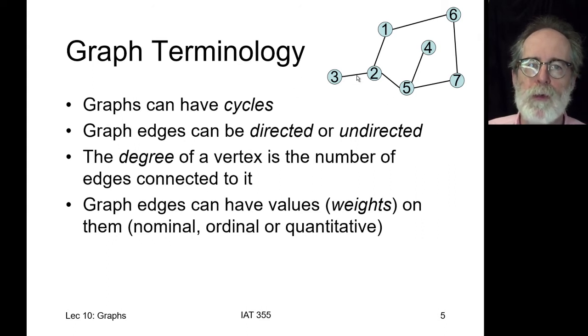So the degree of node 2 here is 3. The degree of node 3 here is 1. The degree of node 1 here is 2. Node 6 is 2. Node 7 is 2. Node 4 is 1. And node 5 is 3.